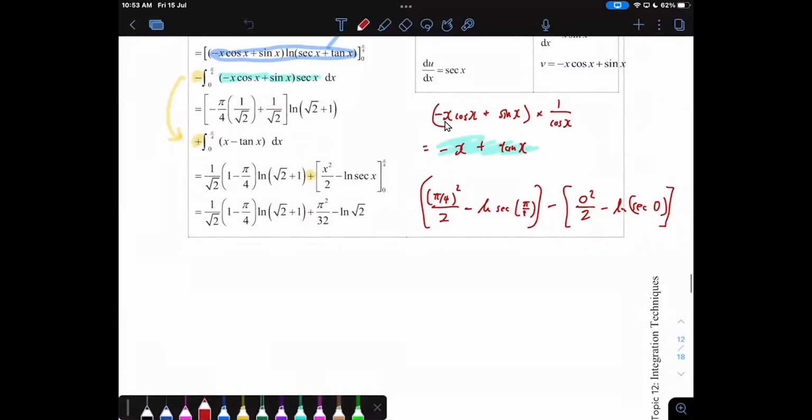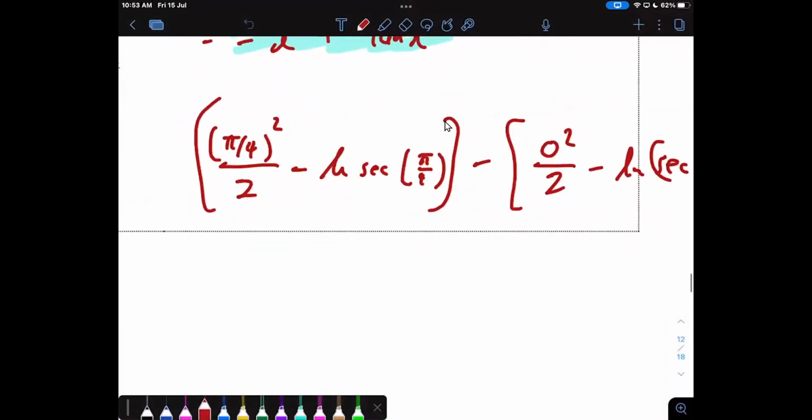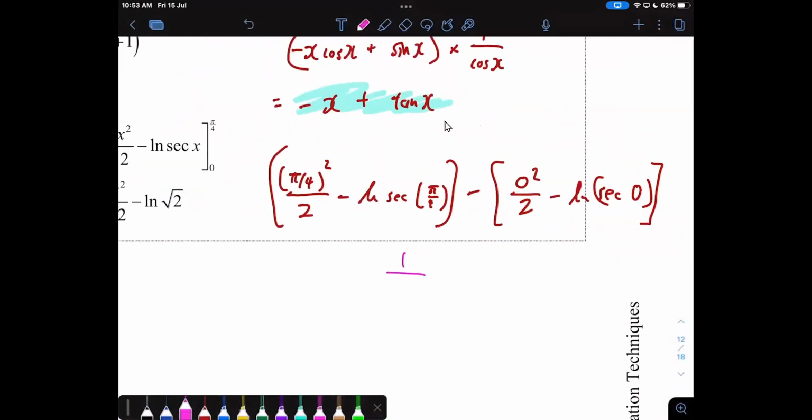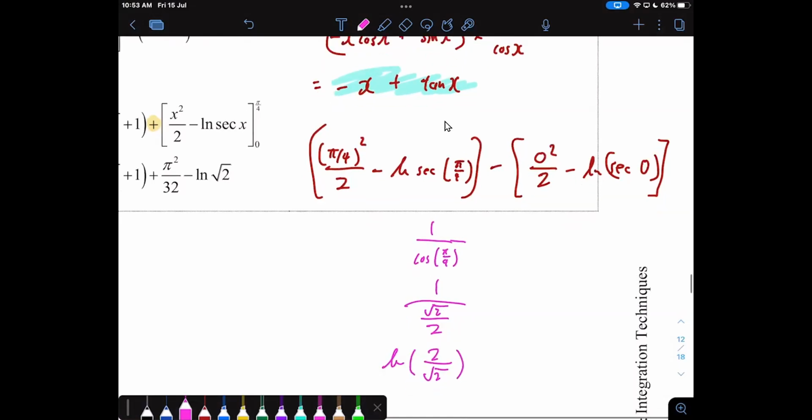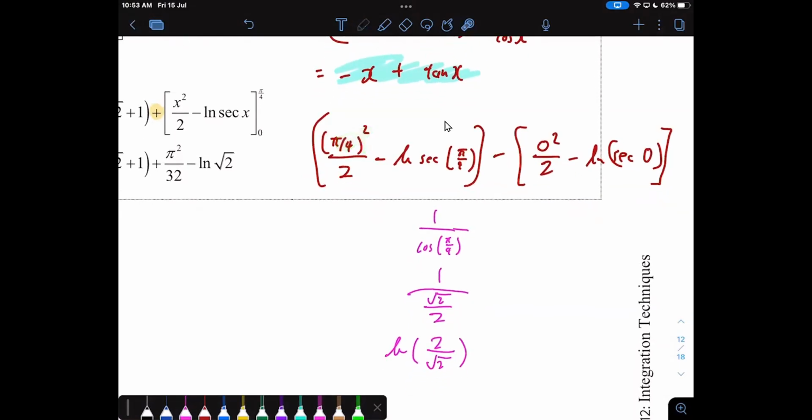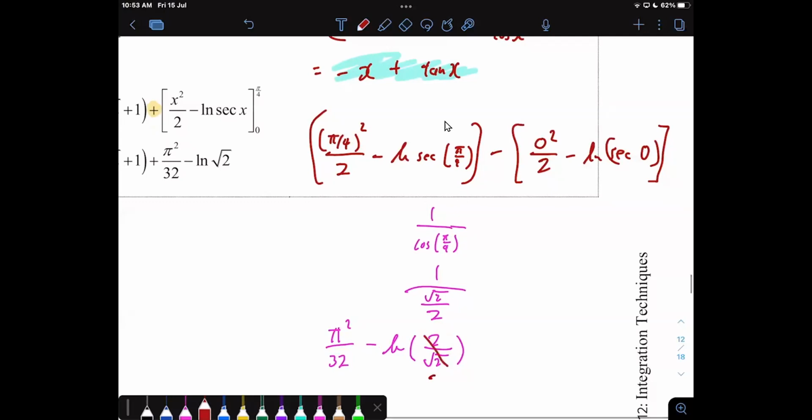So what is secant of pi over 4? Secant of pi over 4 is just 1 over cosine pi over 4. So cosine pi over 4 is what? It's just square root 2 over 2, that's 45 degrees, so 1 over it is 2 over square root 2. Then you get ln of this. Then pi over 4 squared is pi squared over 16. Divide by 2, you get pi squared over 32 minus. Oh, by the way, 2 over square root 2, isn't it just square root 2?